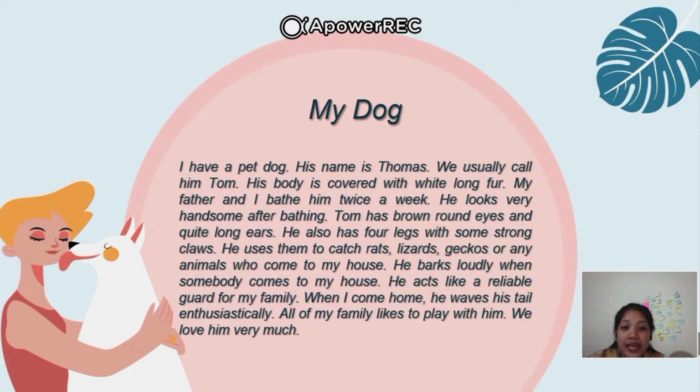Okay, the text is a kind of descriptive text that describes a dog named Tom. From the text, we also know that Tom has white long fur, brown eyes, and quite long ears. He also has 4 legs with some strong claws. This is the description part of this text. Now you know that we will learn about the descriptive text.